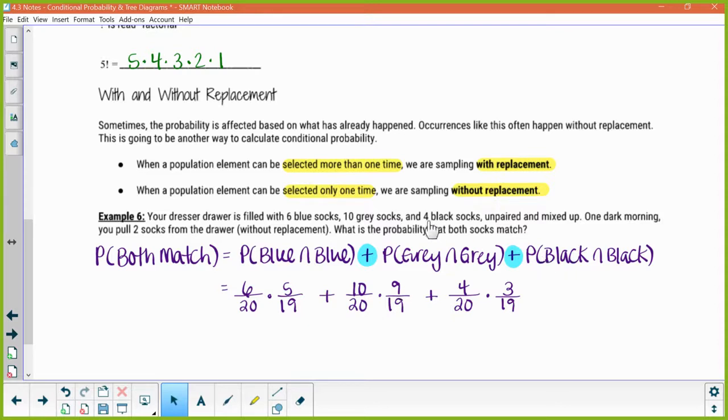And then for black, it would be 4 out of 20 times, taking one away, 3 out of 19, which when I multiply all of these together, I get 0.3474. So basically, you're adjusting the probability based on the given condition, based on the fact that you first selected this particular color of socks. That's going to change not only the denominator, but it also alters the numerator as well, because now that one blue sock is no longer in the drawer.